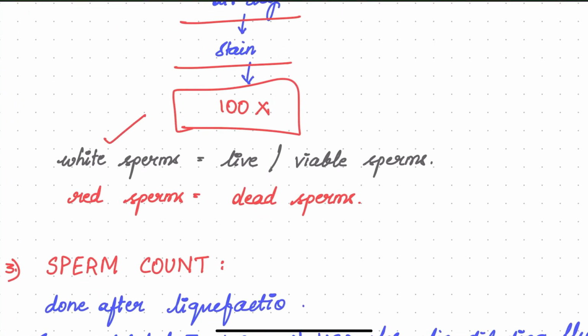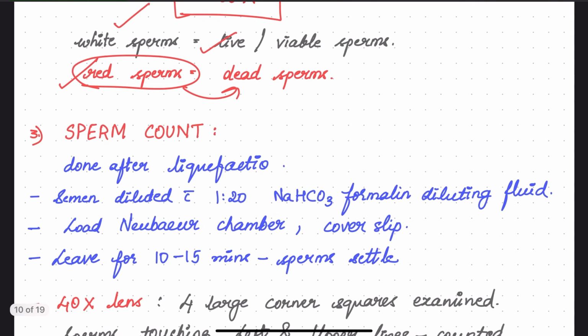The white, unstained sperms are live sperms, whereas the red sperms which have taken up the dye are the dead sperms. After viability, firstly you check the motility. If motile sperms are low, you check for viability. Next, thirdly, now you do the counting.